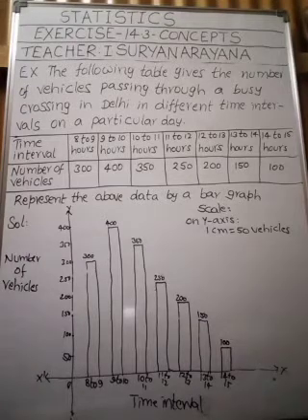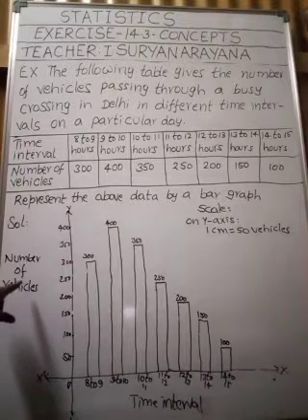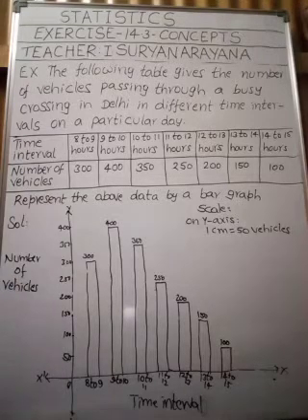In the exercise 14.3, the first three sums are based on bar graphs. Okay, my children, please try the first three sums in the exercise 14.3 by yourself. If you have any doubts, ask your doubts and get them clarified by observing the solution of this example. Please try the first three questions in the exercise 14.3. Okay, my children, will you do it? Right.